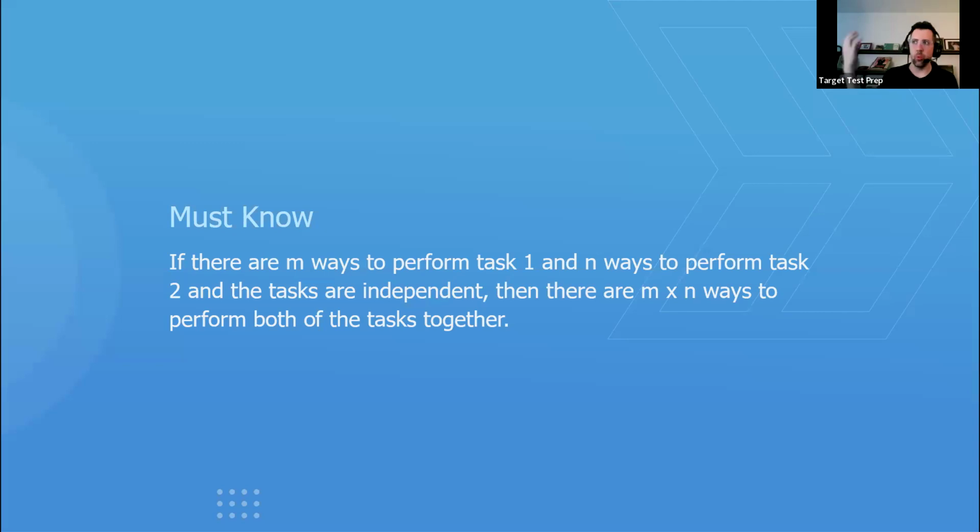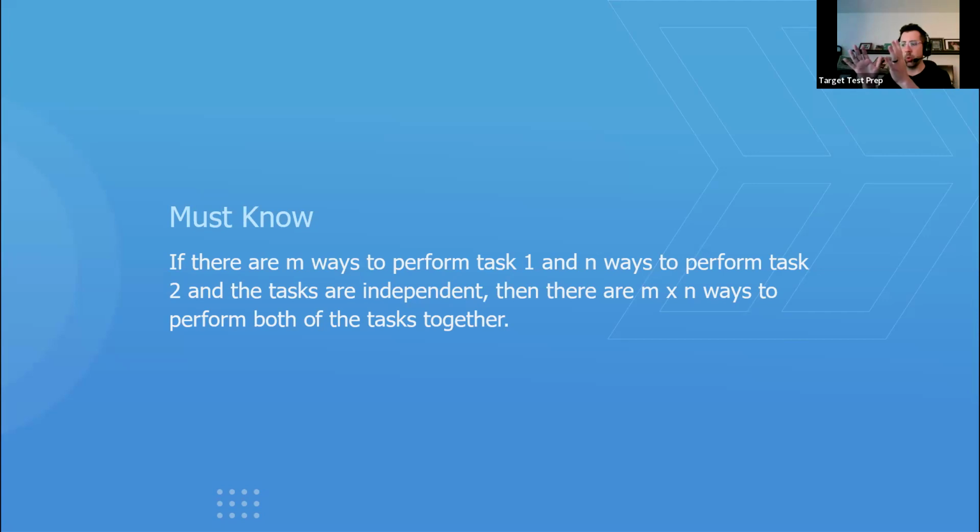But if there's 5 ways to do one task, and let's say 6 ways to do some other task, call them tasks M and N, and you wanted to know how many different ways there are to perform both tasks together, either consecutively in either order, right? It's going to be M times N. So in this case, it would be 5 times 6, so there'd be 30 ways altogether to do the two tasks, assuming they're independent, right?